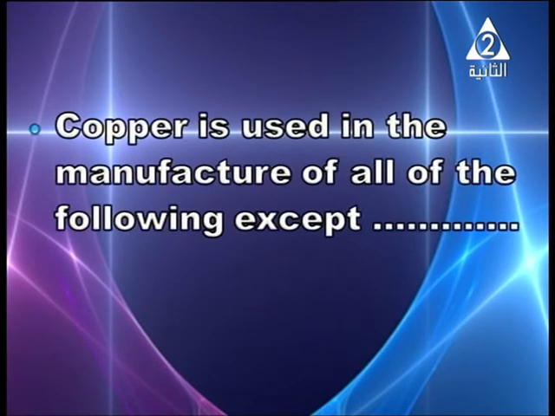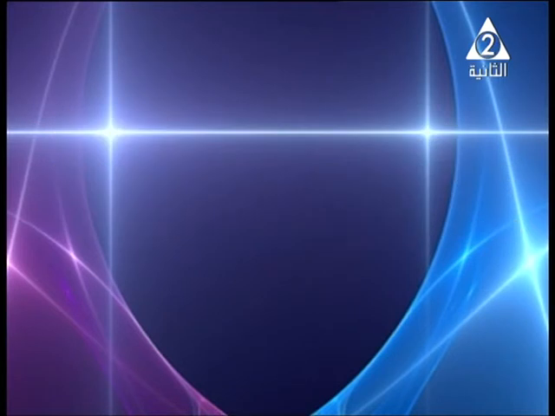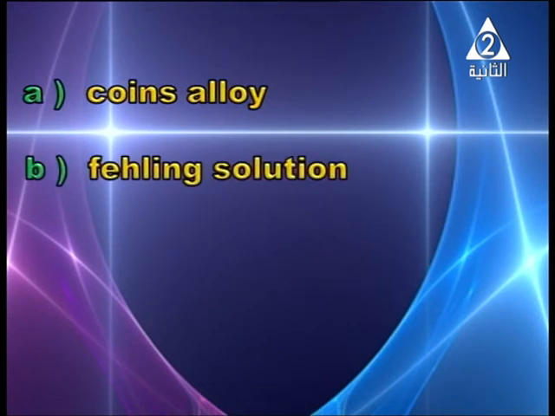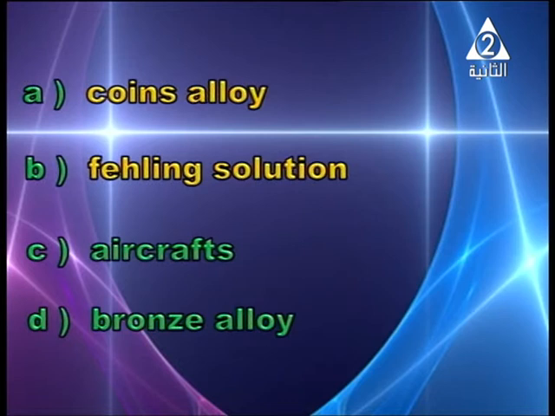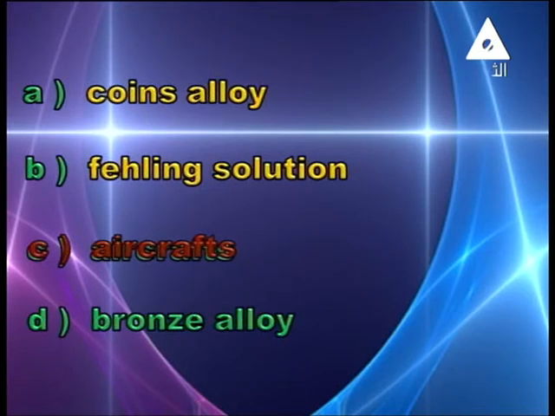Copper is used in the manufacture of all of the following except coin alloys, Fehling solution, aircrafts, or bronze alloy. The answer is aircraft, because copper is a main component of the coin alloy, main component of Fehling solution, and also in bronze alloy.